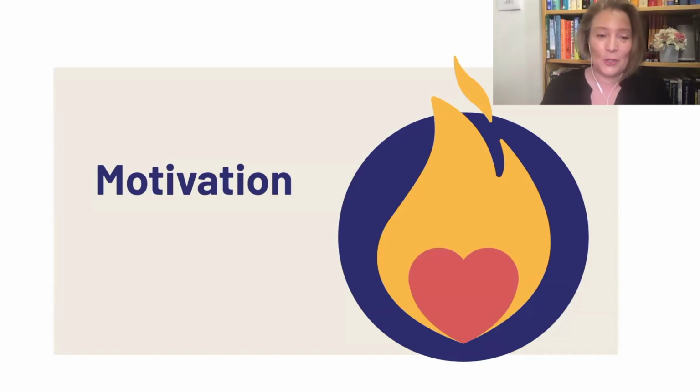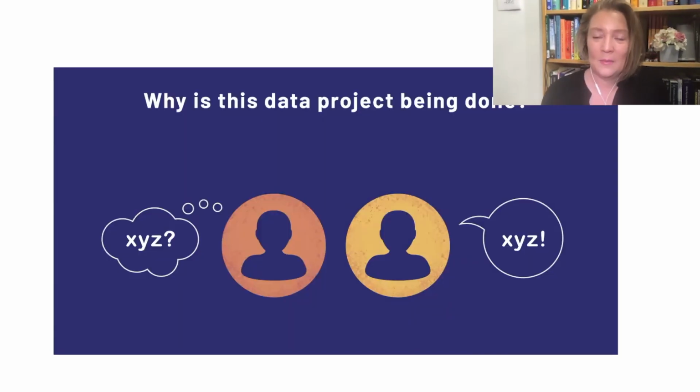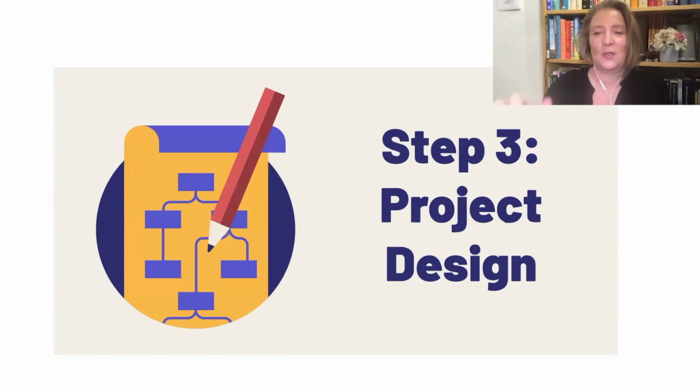Okay, number 2 is motivation. Motivation is, why does the data that you're citing exist? Who decided that this data would exist and what purpose is it serving? Step 3 is project design. So the data that exists was collected by somebody who designed the way that it would be collected.